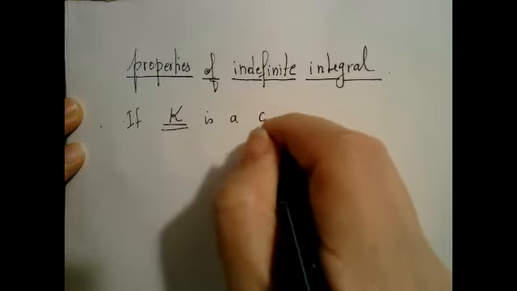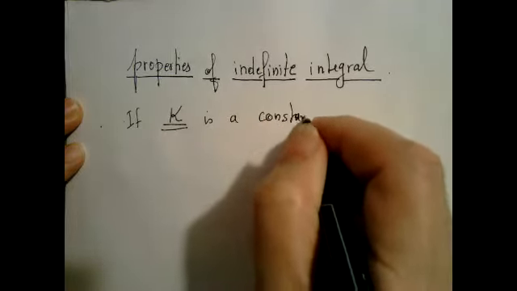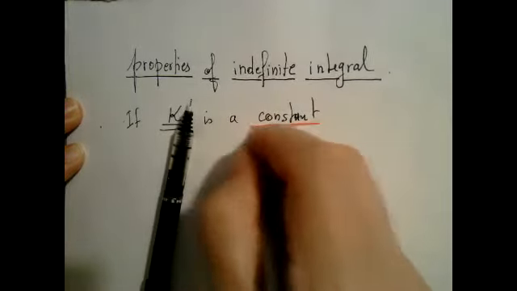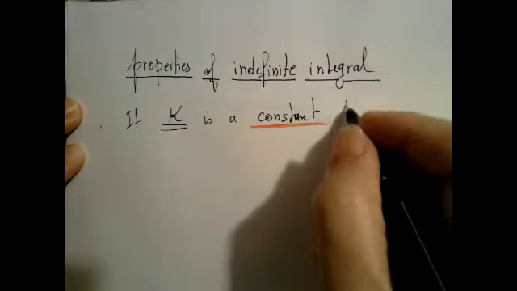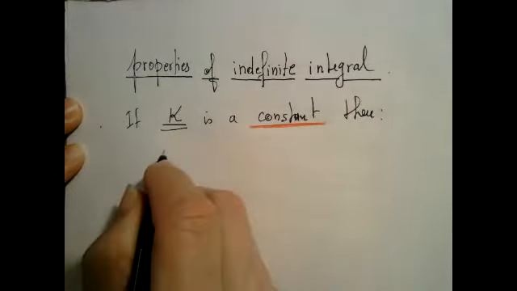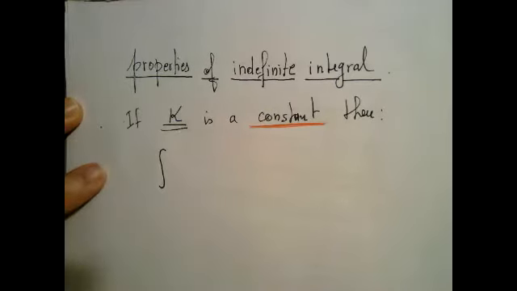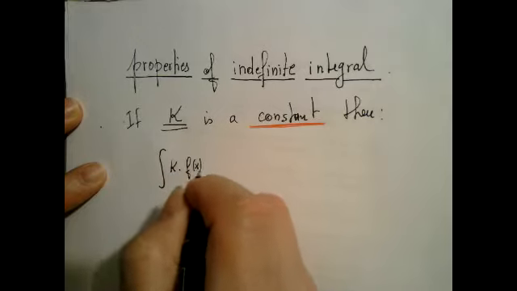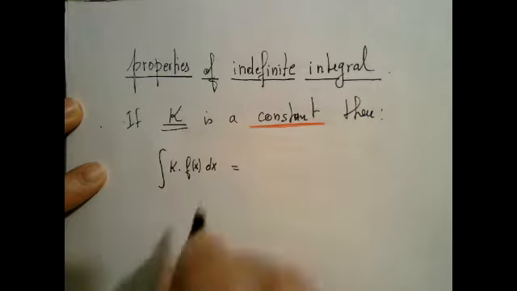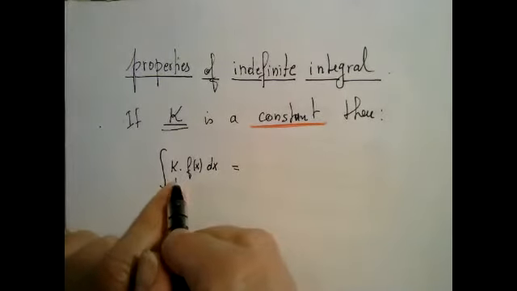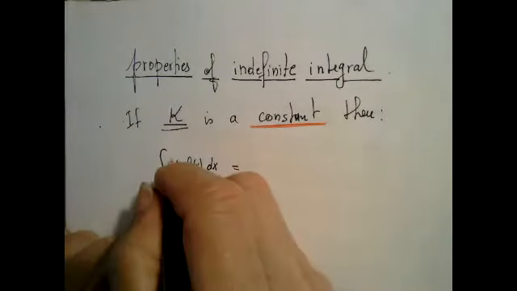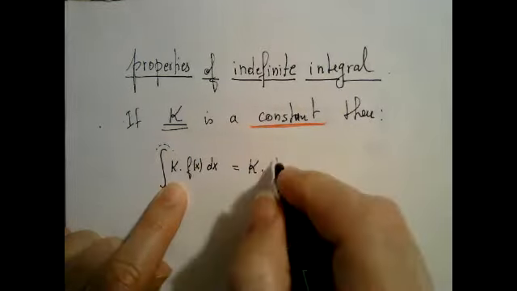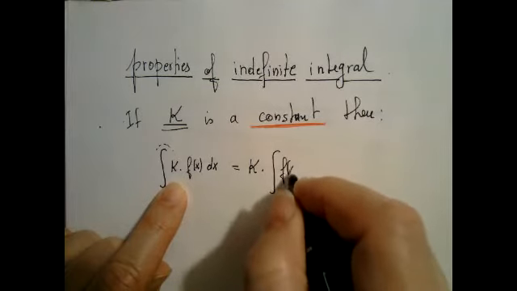k is a constant. The word constant is absolutely necessary, so I will underline it. The antiderivative, or the indefinite integral, of k times f, so a function f multiplied by a constant, is equal to... The first property tells me, if you take a function multiplied by a constant and you need to find some antiderivative, you can take the constant out, so it's the constant times the indefinite integral of the function.